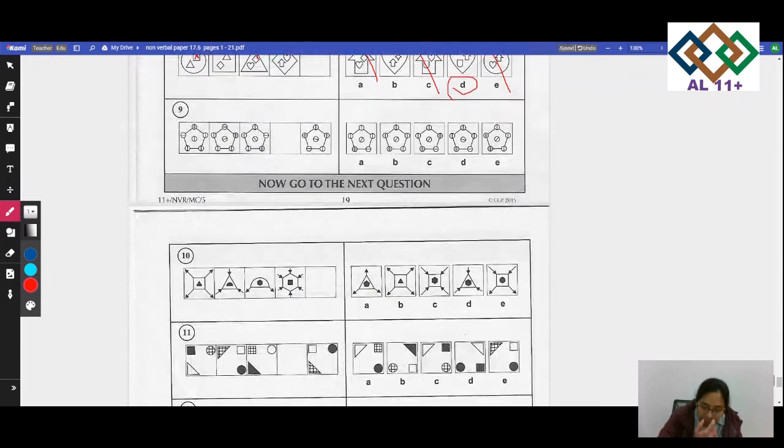Number 9 now. In number 9, in each series square, the gray shading moves position clockwise. So it's moving clockwise in this one. When you have something clockwise, you have to be really careful to see how clockwise goes, yeah? So that's why the answer for this one would be A.